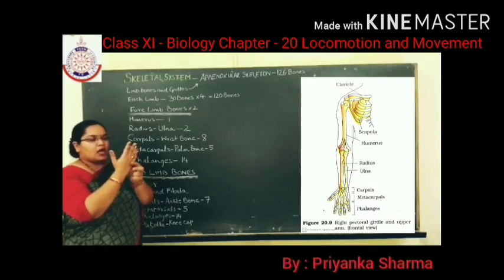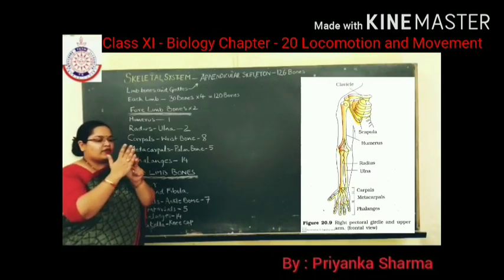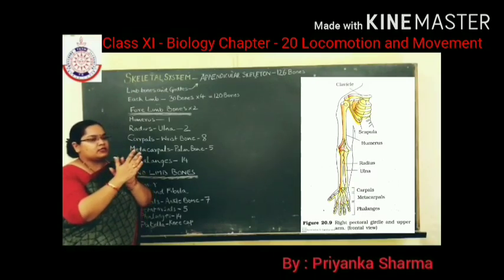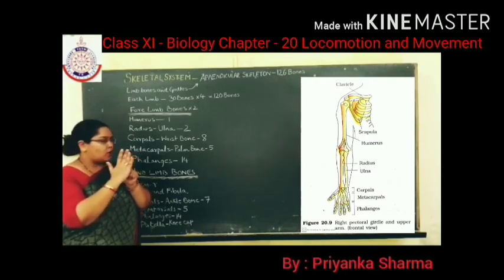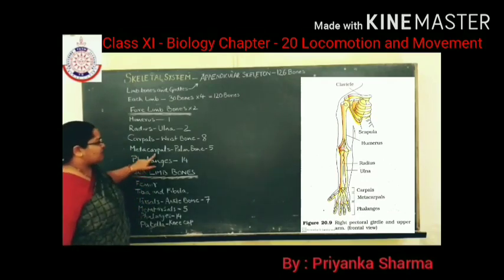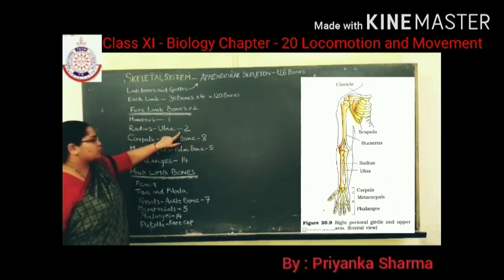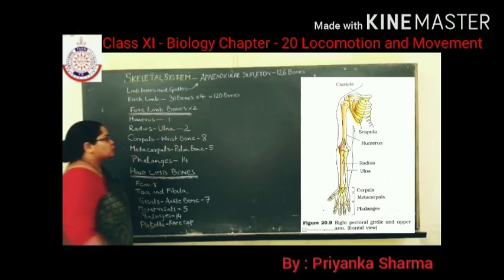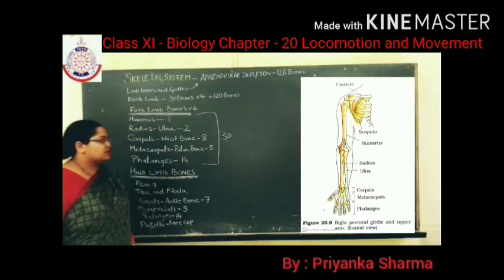Now this is my palm. How many bones are present in the palm? Yes, 5 bones. Next, these are your fingers. How many bones are present here? That is 14. These are known as phalanges, and 14 bones are present in them. I hope it's clear to everyone. 14 plus 5, 19, plus 8, 27, plus 2, 29, plus 1, 30. So the total is 30 bones, and both the arms 60.